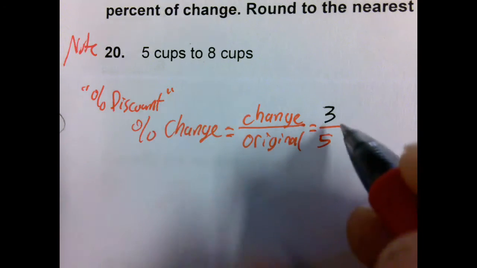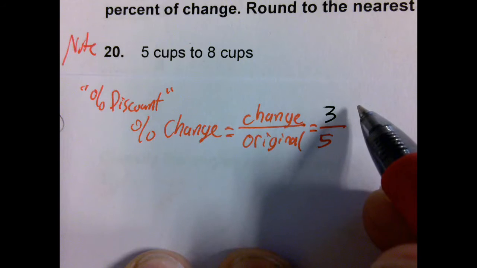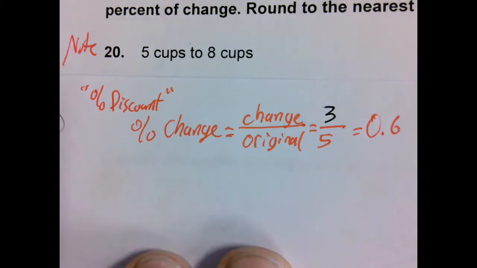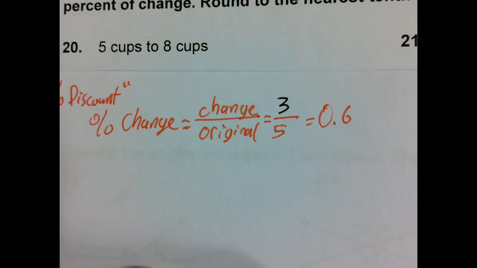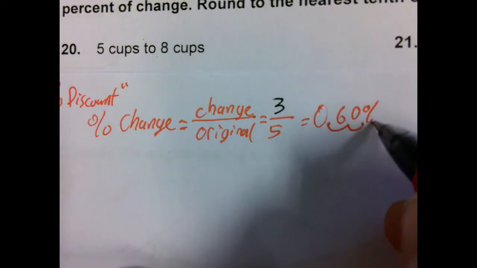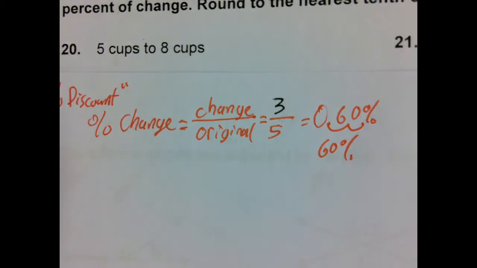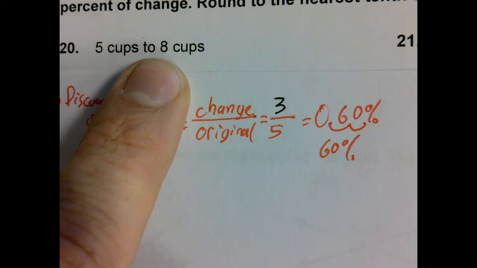If you've got a 3 out of a 5 on a worksheet, how do you find the percent? Yep, divide. You take the top divided by the bottom, but do remember, a 3 out of 5 is not a 0.6%. How many times do you move the decimal? Twice. Bump, bump. So this is a 60% discount. Or in this case, since we went from 5 up to 8, since we went up, it's a 60% increase.